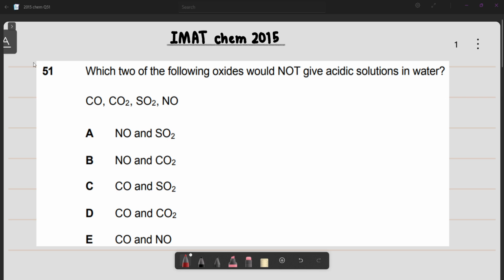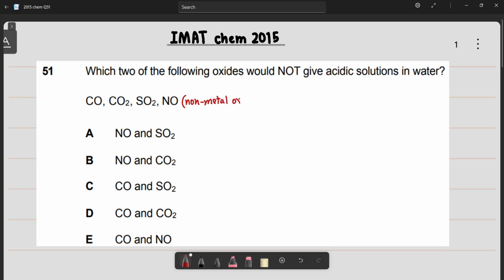Okay, welcome back. This is chemistry question 51 from the IMAT 2015 past paper. So I'll be solving this question. It says, which two of the following oxides would not give acidic solutions in water? So we are given four oxides in the list: carbon monoxide, carbon dioxide, sulfur dioxide, and nitrogen monoxide.